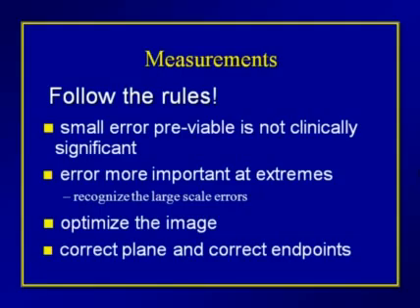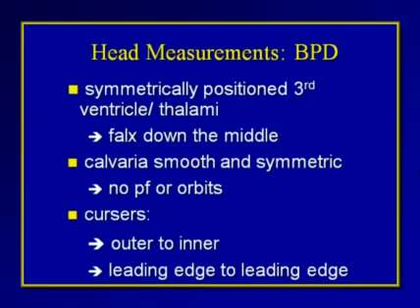Remember that in the pre-viable fetus, so 20, 22, 23 weeks, a small error in measurements is likely not to be clinically significant. When we get to the fetuses who are at the extremes of measurements, those fetuses that measure less than the 10th percentile when we're concerned about IUGR, or fetuses that are over the 90th percentile and we're worried about macrosomia, that's where the errors are going to become more clinically important. Make sure, as always with ultrasound, that the image is optimized. Use the correct plane and the correct endpoints for measuring.